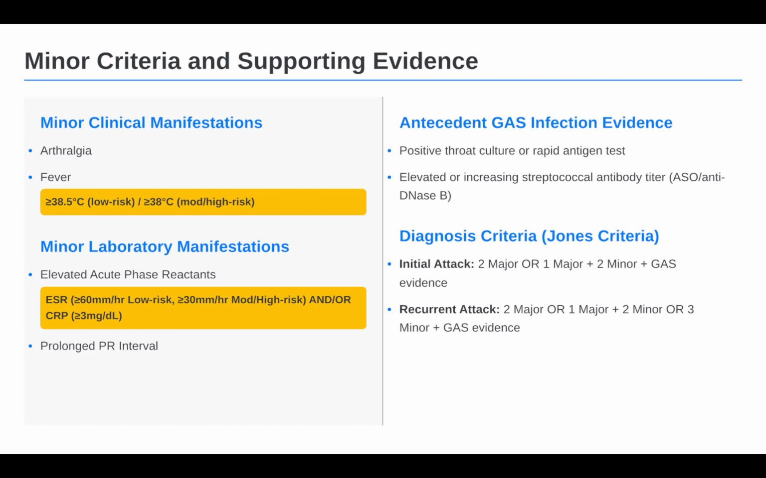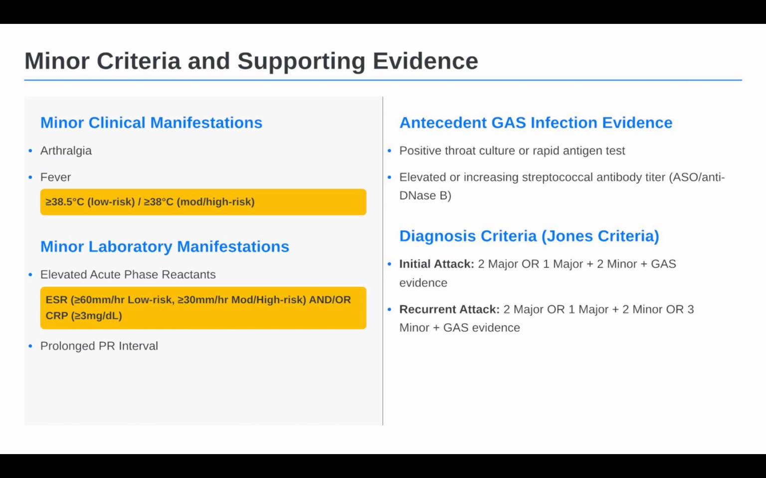Complementing the major criteria, we have the minor manifestations and the essential supporting evidence of group A streptococcus infection. The minor clinical features include arthralgia, or joint pain without objective signs of inflammation, and fever. Our minor laboratory findings are elevated acute phase reactants, specifically ESR and CRP, and a prolonged PR interval on the ECG. But none of these criteria, major or minor, stand alone.